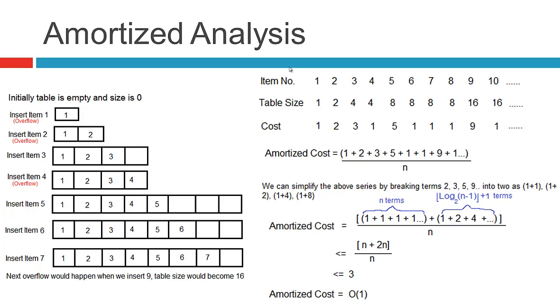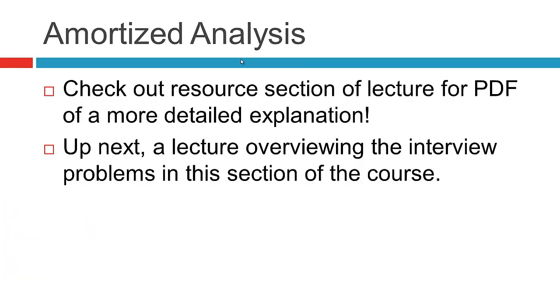So for the amortized cost, we can sum this all up and divide it by n, the number of items in that array. And we can simplify that series by breaking the terms 2, 3, 5, 9 into 1 plus 1, 1 plus 2, 1 plus 4, 1 plus 8. So we have those n terms, 1 plus 1 plus 1, and then using a bit of a math trick, we can have the other ones go 1 plus 2 plus 4, etc., divided by n. Meaning we have n plus 2n over n, and when you divide n out, that will be just 1 plus 2, which is 3. So the amortized cost is actually constant, order 1.